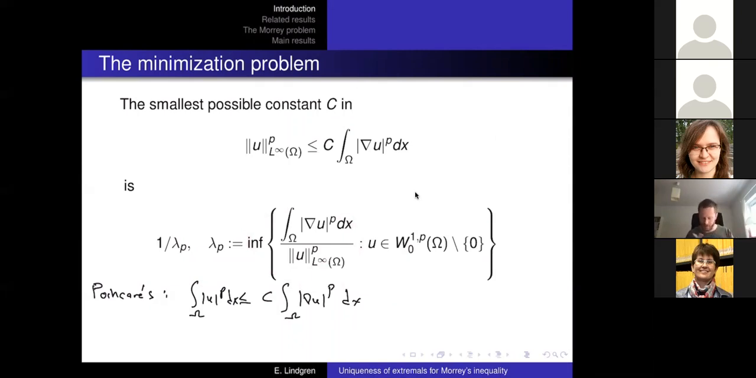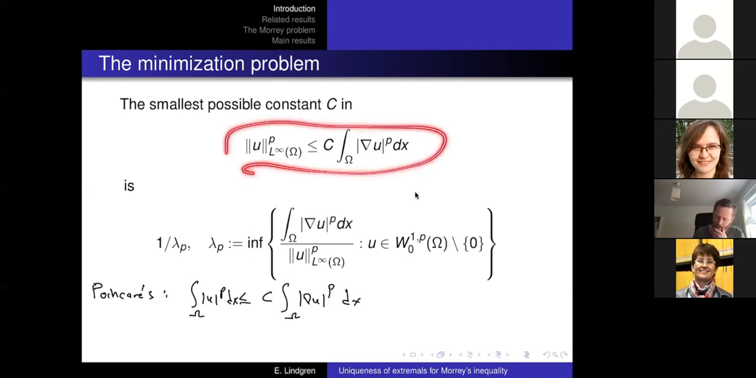And of course, there are some connections between these problems when you have finite exponents and when you don't have finite exponents. So let's just see in some basic examples, what can we say about this inequality and the extremals?